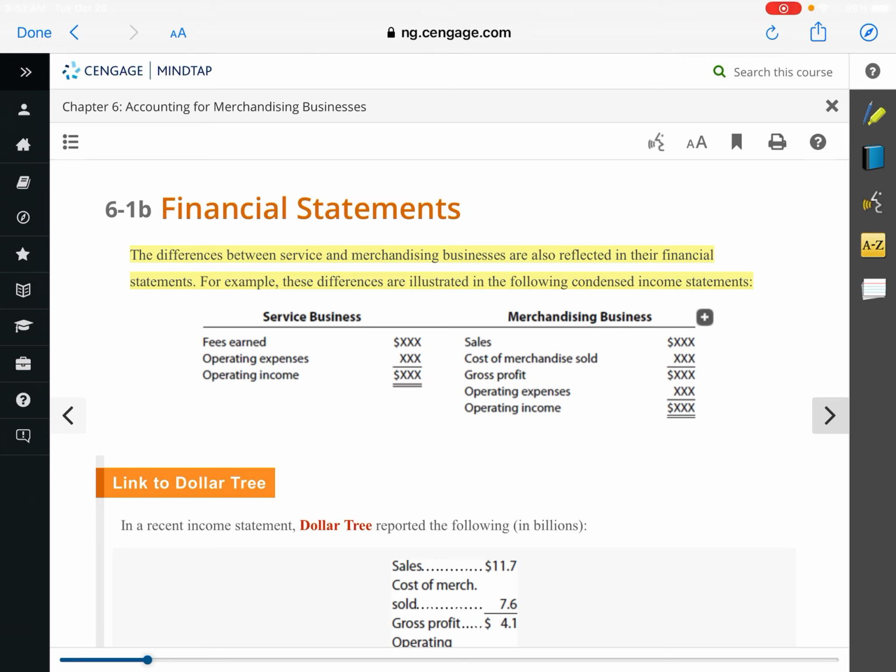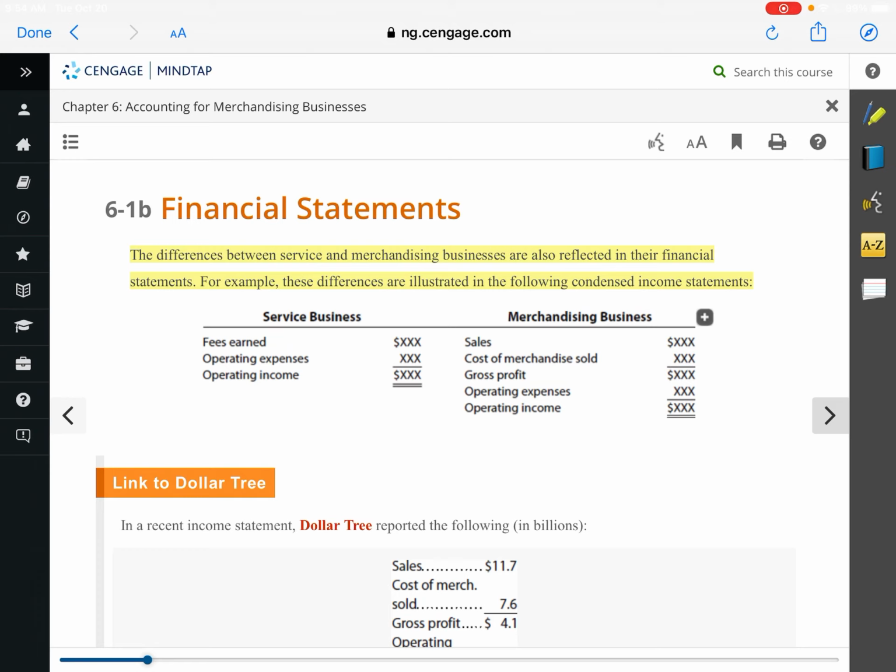Okay? So, when we make a sale, we always have to have two journal entries if we're talking about a merchandising business. The first is to record the sale, and then the second is to record the cost that those goods were to us. So we would debit cost of merchandise sold, which is an expense.